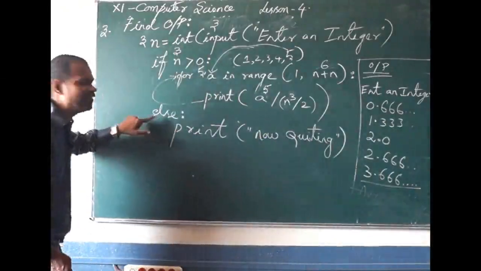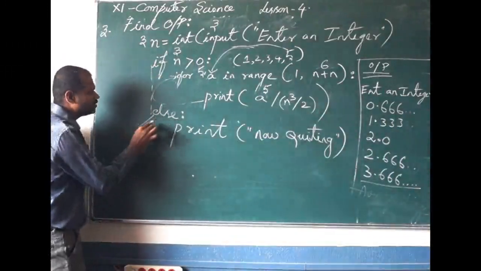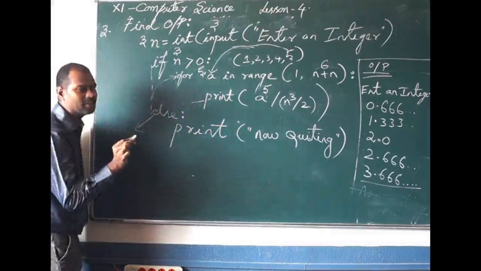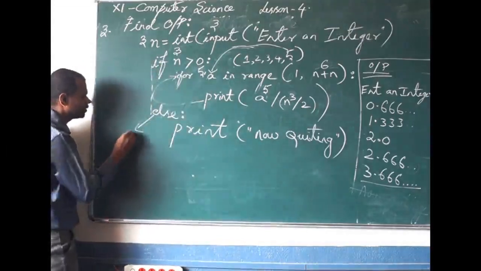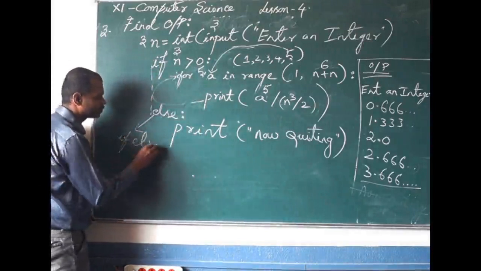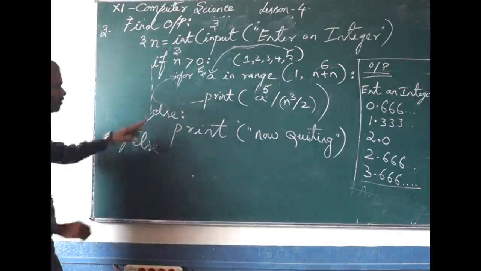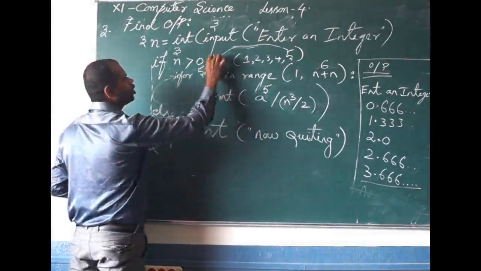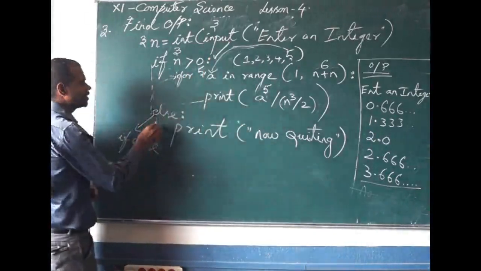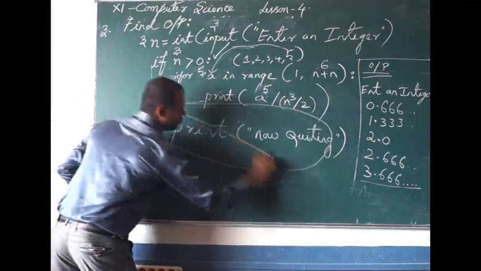Because this else is here. This is not for else. This is in the category of if else. This is if else. So this condition is true, no? So this else part will not be executed.